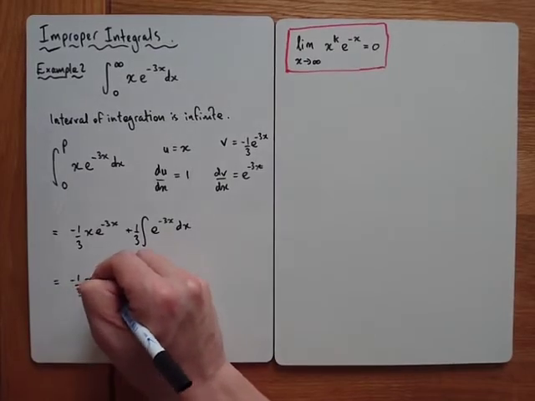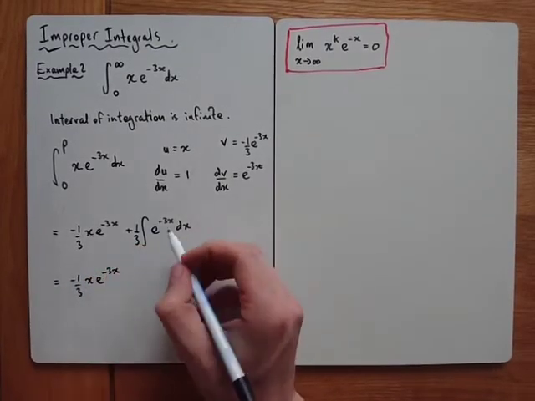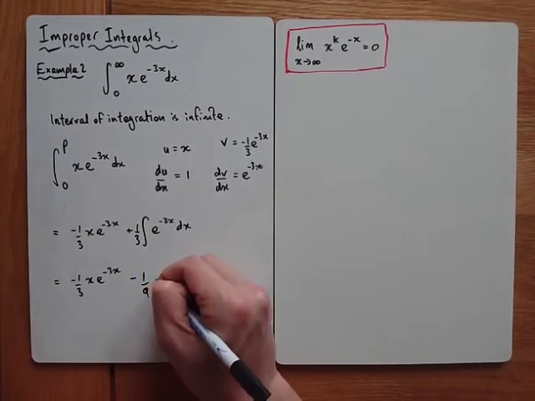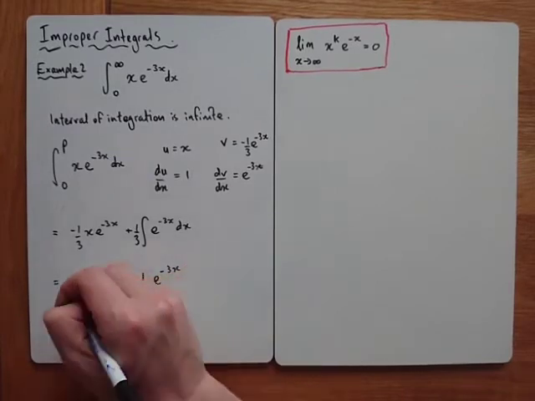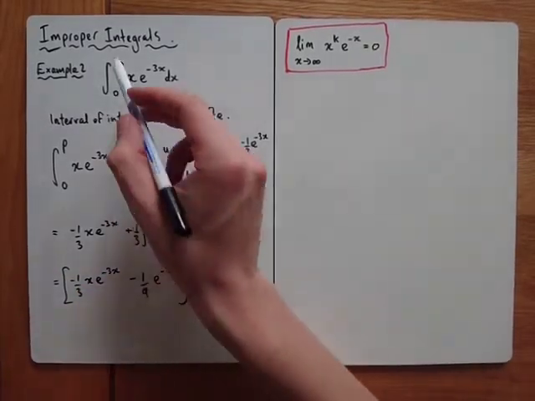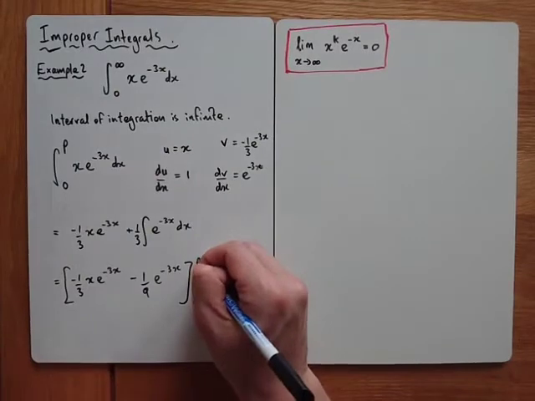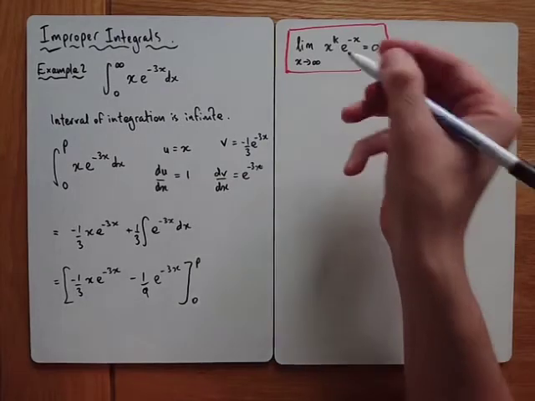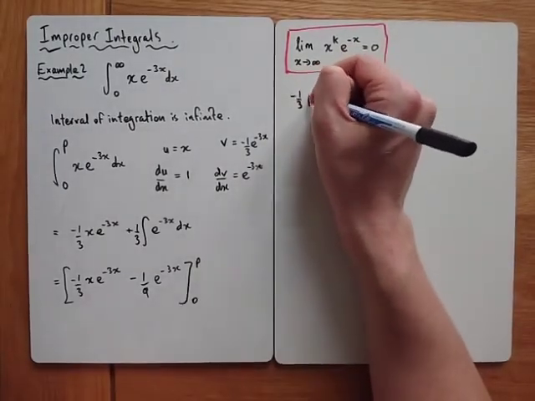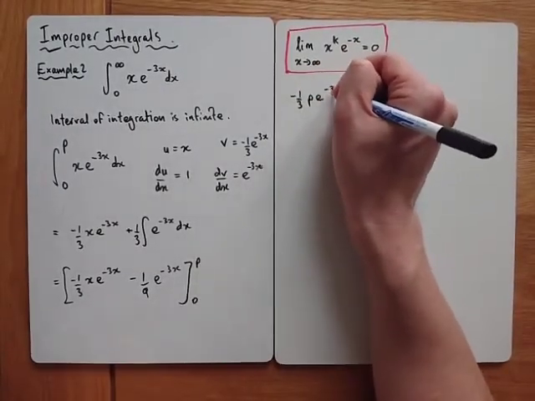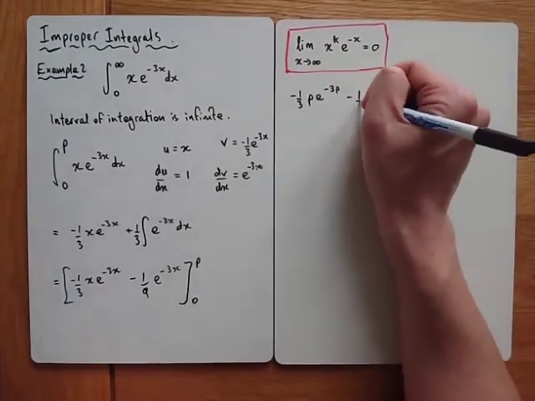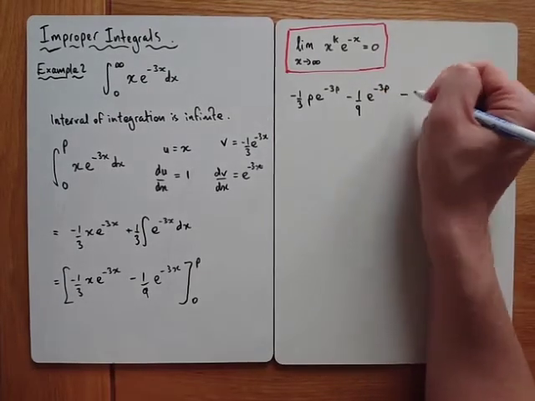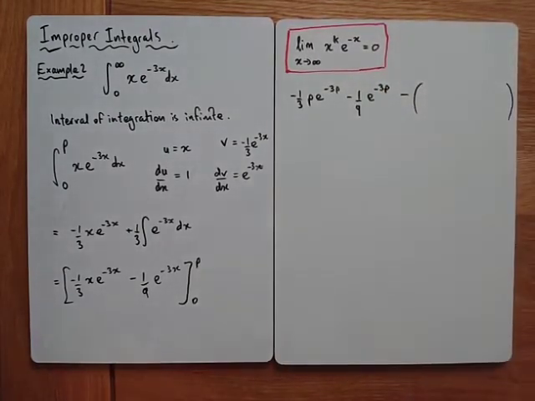So we've got minus a third x e to the minus 3x. Integrate this, divide by minus 3 again, so that becomes minus a ninth e to the minus 3x. And remember, we don't sub infinity, and we have to then evaluate it using a letter, whichever letter you want. Okay, so we've got minus 1/3 p e to the minus 3p minus 1/9 e to the minus 3p minus, open up a bracket.